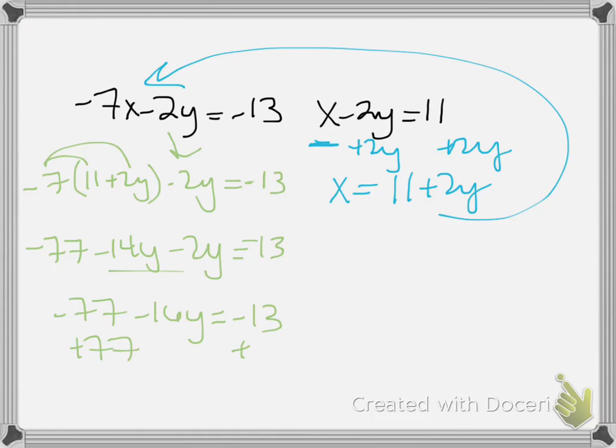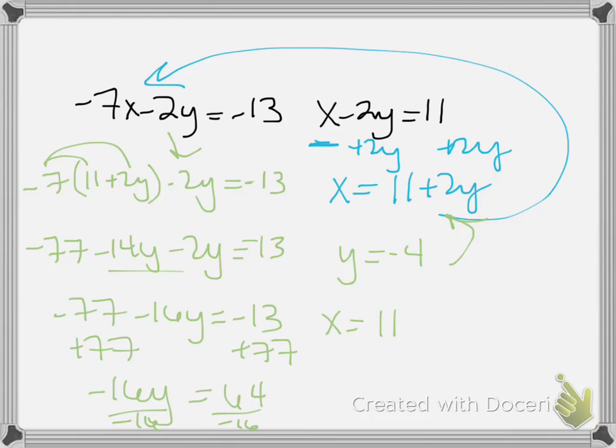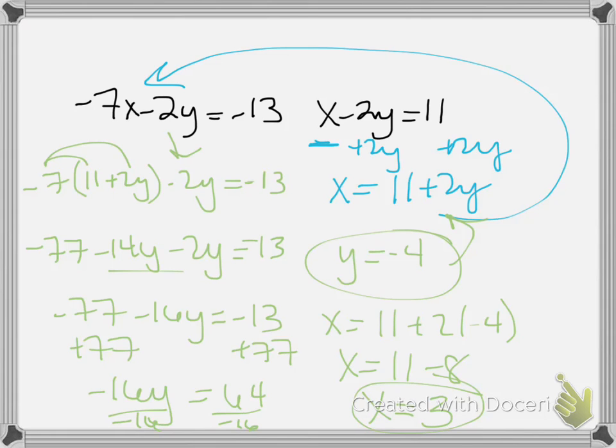Add 77 to both sides. So -16y equals 64. Divide by -16. So y equals -4. Let's plug it back into my original so we could just find x pretty quickly. So I got x equals 11 plus 2 times -4. x equals 11 minus 8. So x equals 3. So my point is (3, -4).